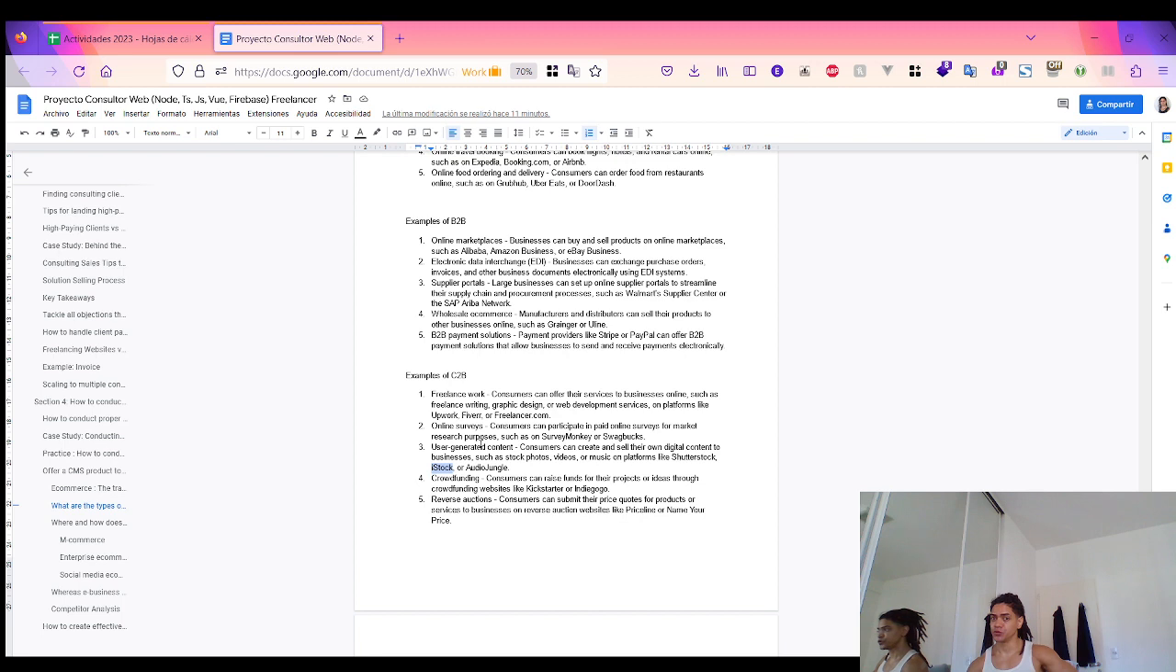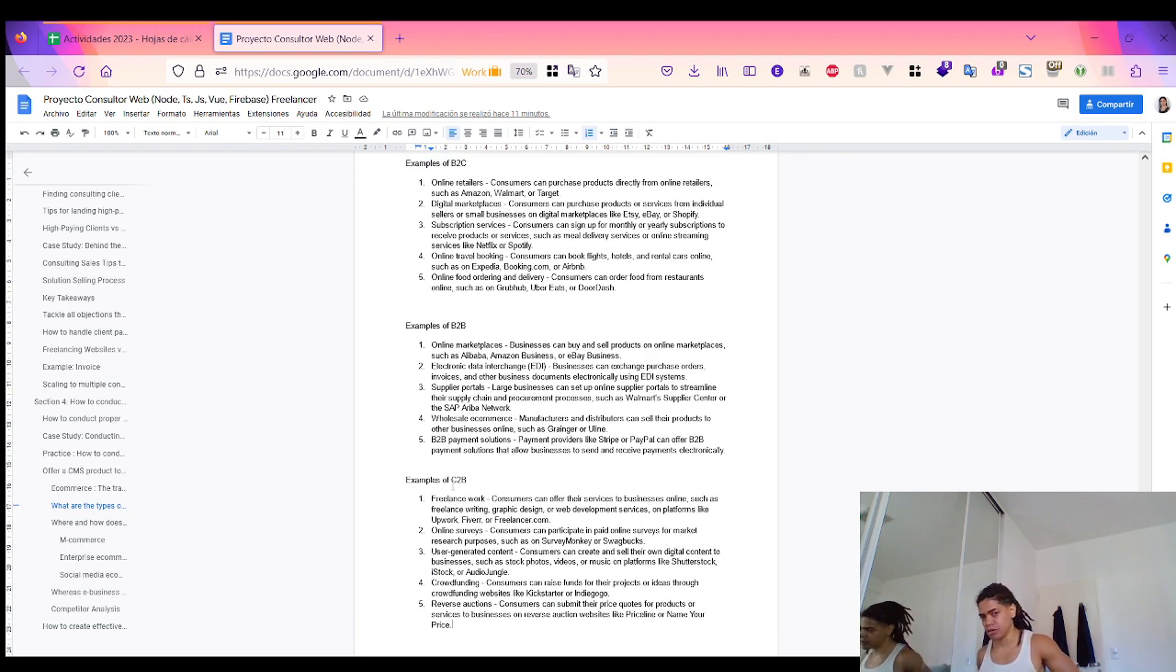Consumers can raise funds for their projects and services, such as crowdfunding, like Indiegogo, Kickstarter. And now consumers can submit a price quote for products and services to businesses, such as Priceline or Name Your Price. Right? It's like reverse auctions.